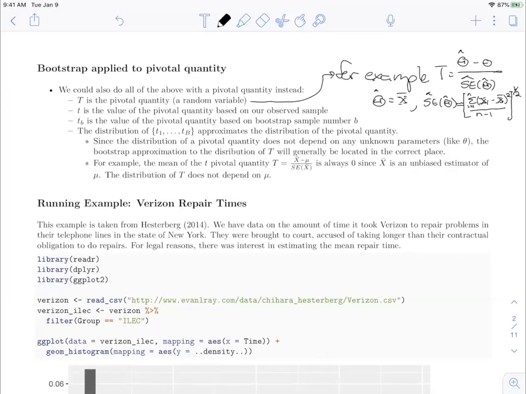So the actual sampling distribution and the bootstrap approximation to it will both be centered at 0.